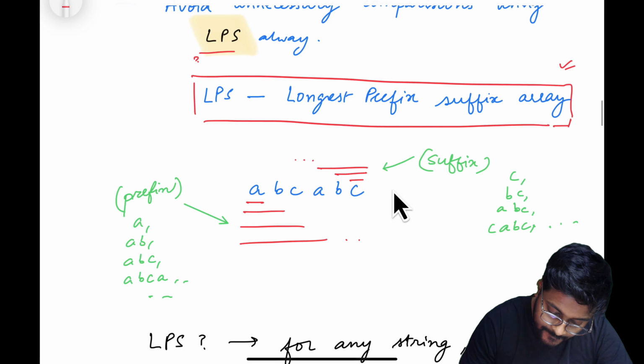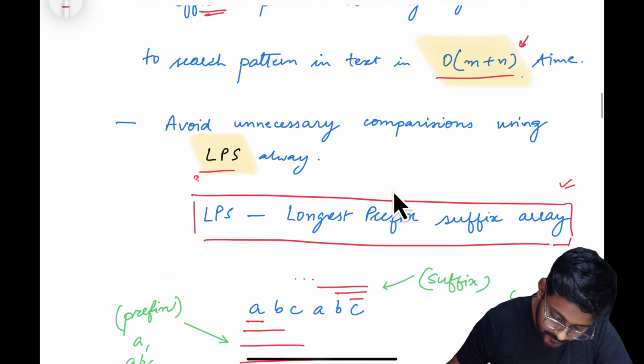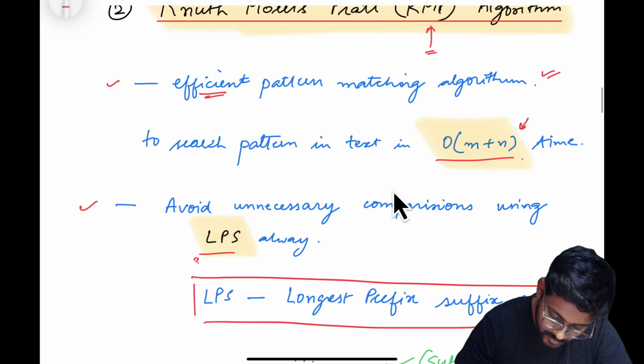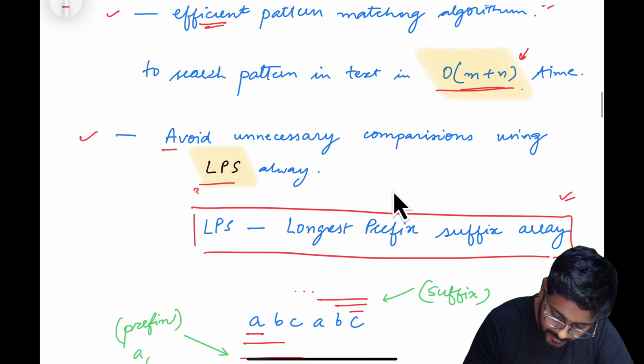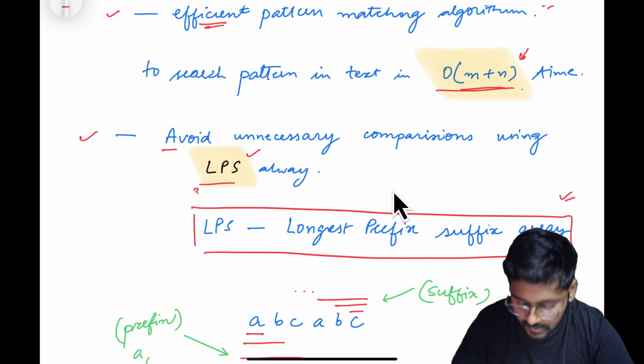Before that, first of all, we are clear about these two statements. Efficient pattern matching algorithm. Okay, this is the time complexity. Avoid unnecessary comparison using LPS array. So every word is clear to us apart from LPS.